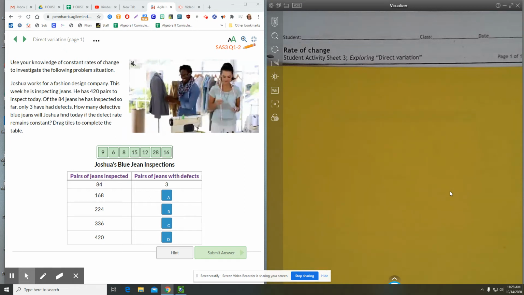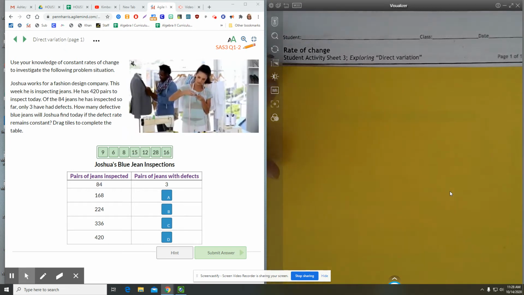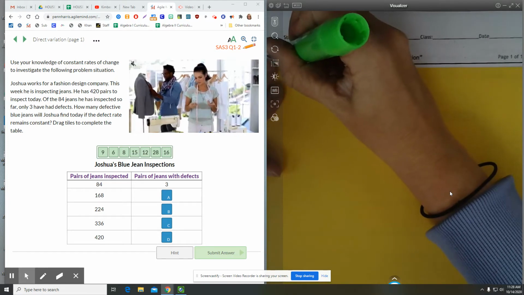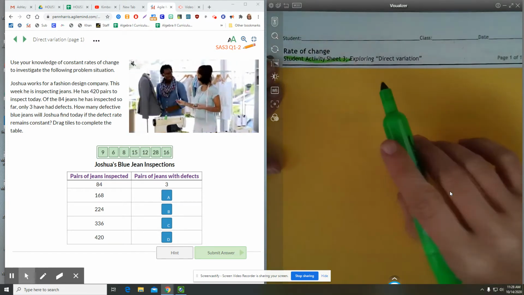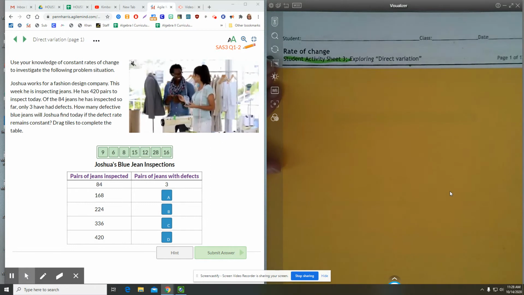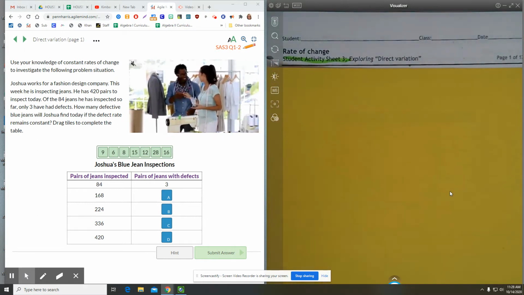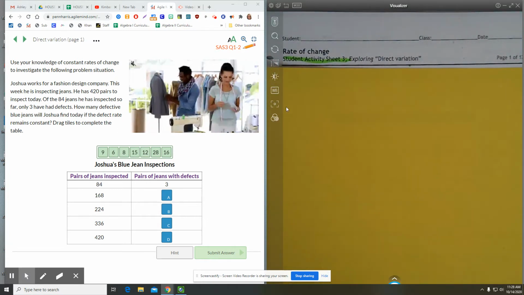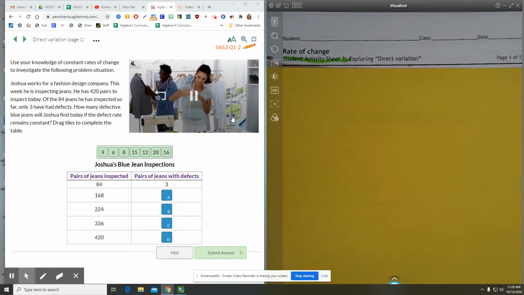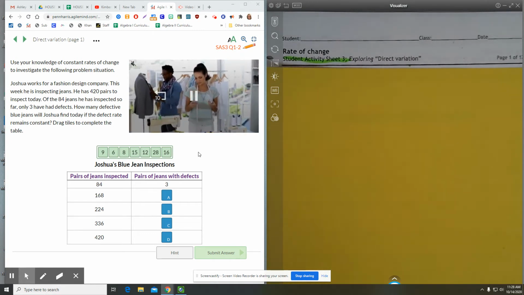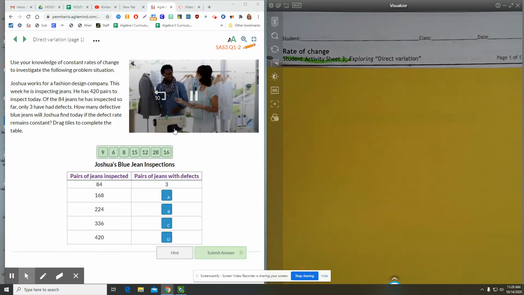All right, everyone, we are on topic 4, student activity sheet 3, and this is exploring direct variation. So what we're going to do is take what we know about this constant rate of change that we learned in the last student activity sheet and then apply it forward.